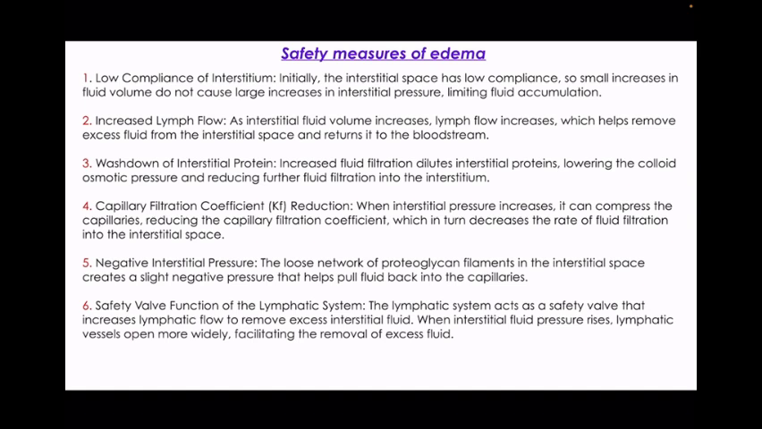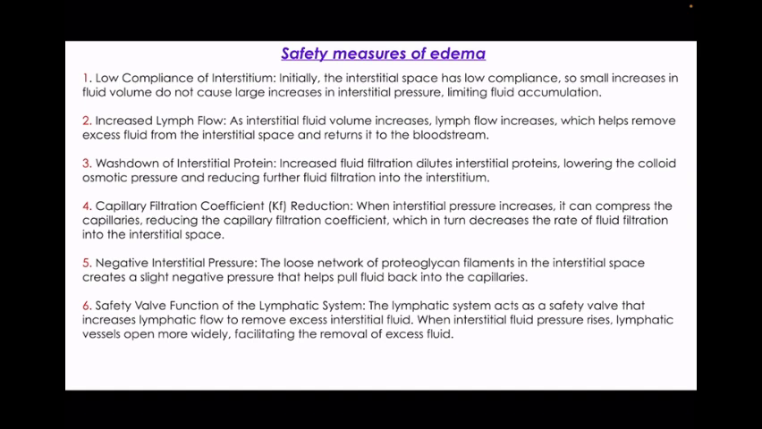Number 4, capillary filtration coefficient reduction. When interstitial pressure increases, it can compress the capillaries, reducing the capillary filtration coefficient, which in turn decreases the rate of fluid filtration into the interstitial space. Number 5, negative interstitial pressure. The loose network of proteoglycan filaments in the interstitial space creates a slight negative pressure that helps pull fluid back into the capillaries.